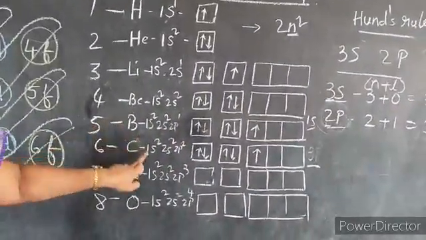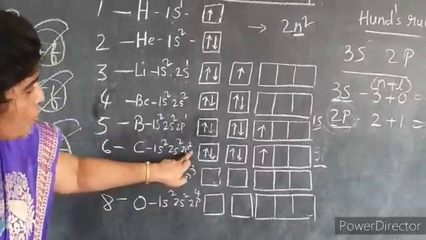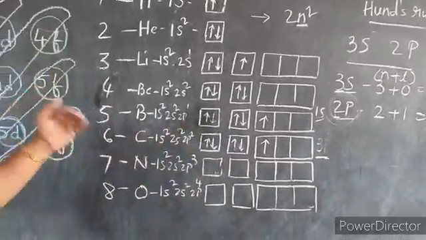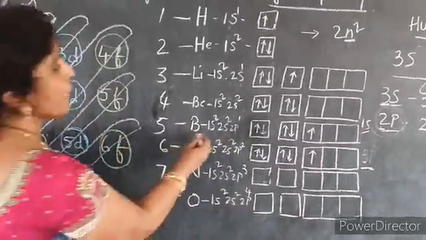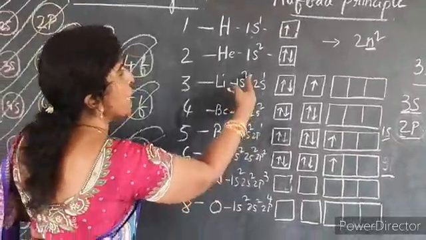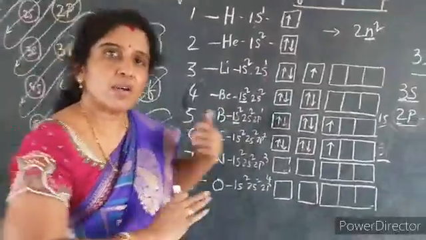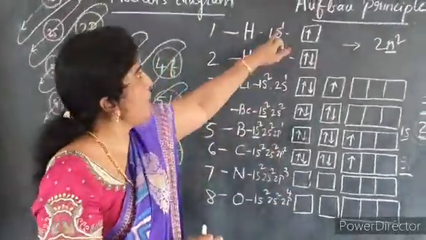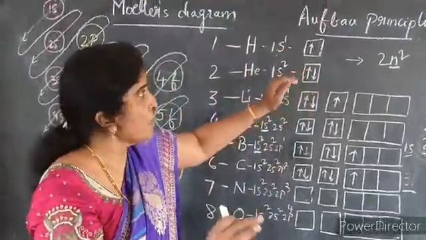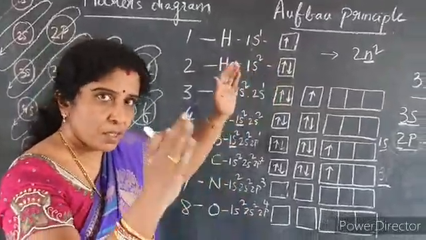Now carbon is 1s2, 2s2, 2p2 and so on. Here what you have to remember is that s can take only a maximum of 2 electrons, not beyond 2. You cannot show s3 or s4. Either it will have 1 or 2, that's it. So the maximum an s orbital can take in is only 2 electrons.